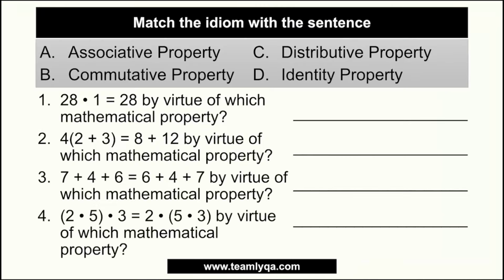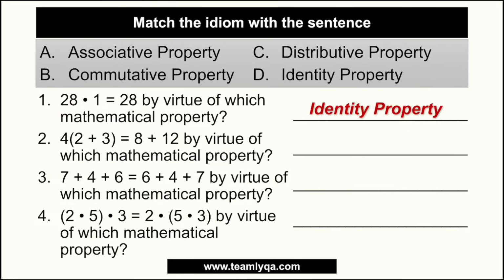Alright, let's see how you did. So, isa-isahin lang natin ito. Yung first one, we have 28 times 1 equals 28 by virtue of which mathematical property. So, again, I patterned this after yung mga tipo ng questions that you can expect sa mga exams. Dahil 1 ito, same number ang pinag-uusapan, this is the identity property.